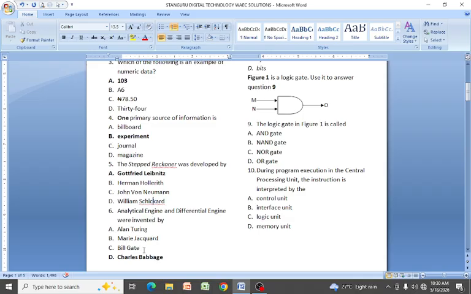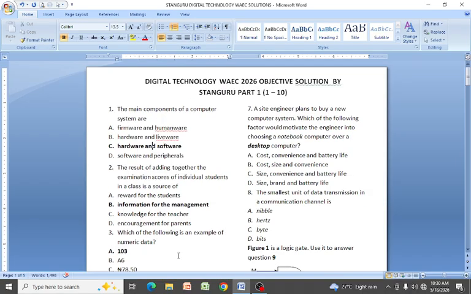Let's go to question number 7. A site engineer plans to buy a new computer system. Which of the following factors will motivate the engineer to choose a notebook computer over a desktop computer? Option A, cost, convenience, and battery life. Option B, cost, size, and convenience. Option C, size, convenience, and battery life. Option D, size, brand, and battery. The answer is C, size, convenience, and battery life.